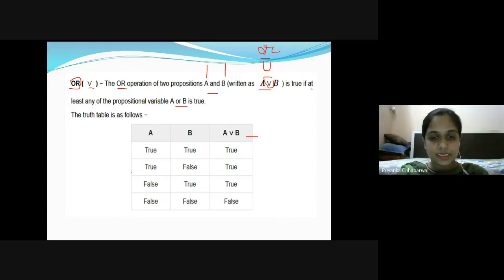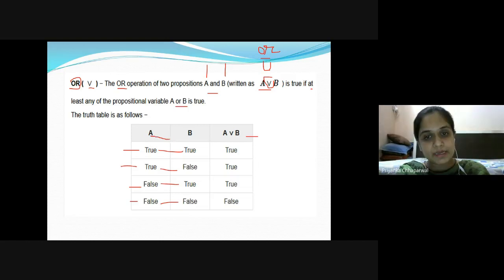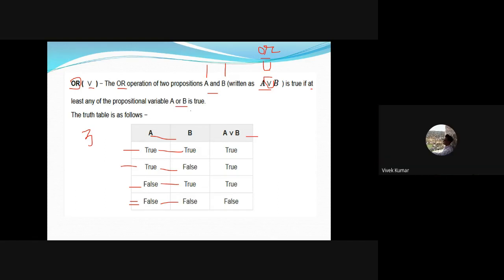Yes, ma'am. So if the first is true, A is true, B is second is true, then false, then false. So what are the possible combinations? True true, true false, false true, and false false. If we have two variables, the total number of combinations is 4. If I have three variables, what will the total possibility be? Anyone? If I have three variables, 8 ma'am.